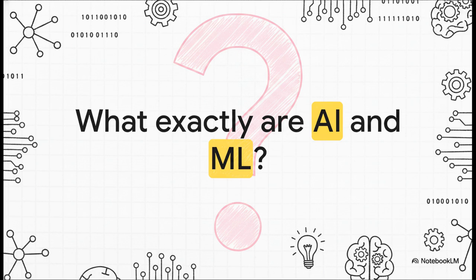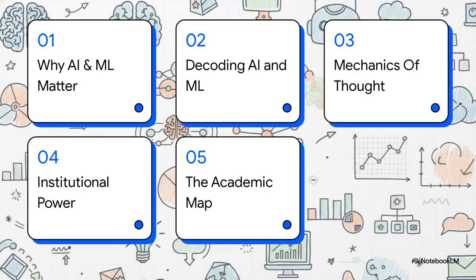But before we get to the complex math or the advanced programming, we really need to know what foundational building blocks we're actually dealing with here. So here is our roadmap for today. 1. Why AI and ML matter. 2. Decoding AI and ML. 3. The mechanics of thought. 4. Institutional power and technology. And 5. The map, Alpidon's textbook.